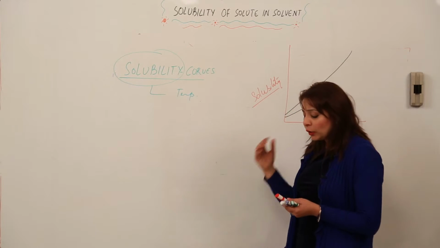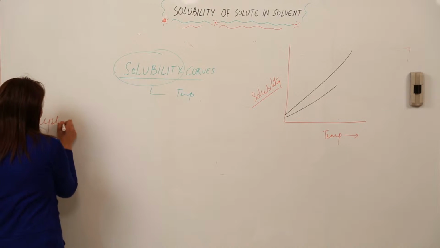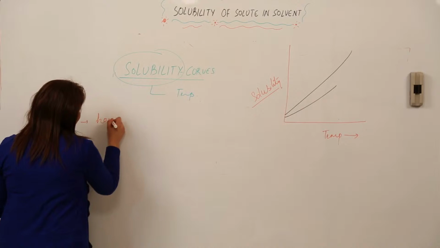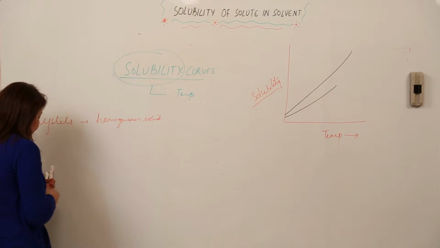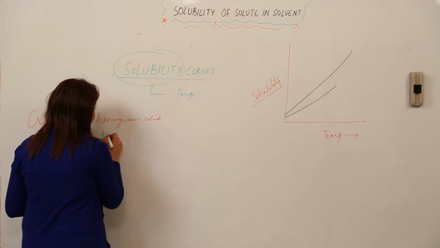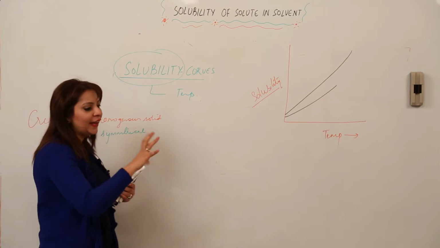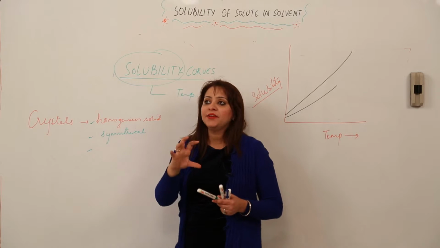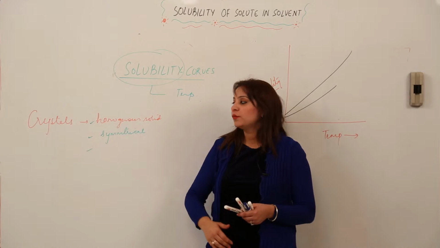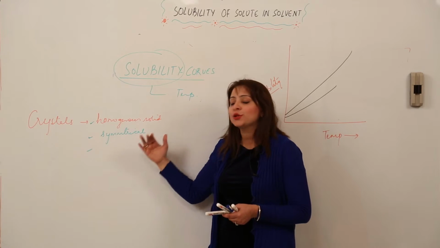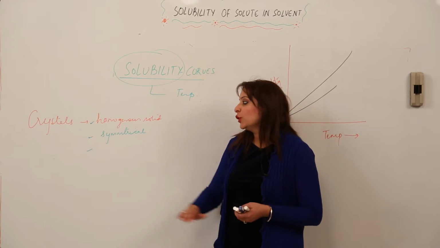Now, you should know what crystals actually are. Crystals are a homogeneous solid, and obviously they have a symmetrical structure. They have definite edges, different edges which meet at different angles. So this is how we define crystals: a homogeneous solid, symmetrical in structure, with different edges meeting at different angles, right? So we have the crystals.